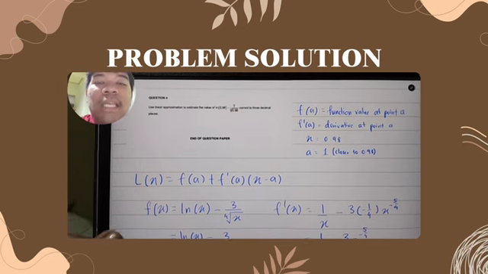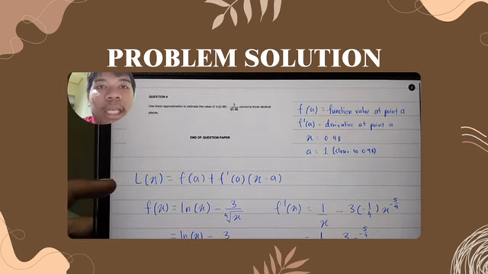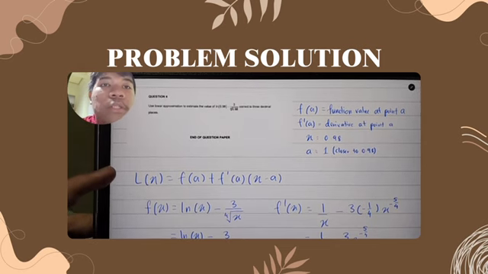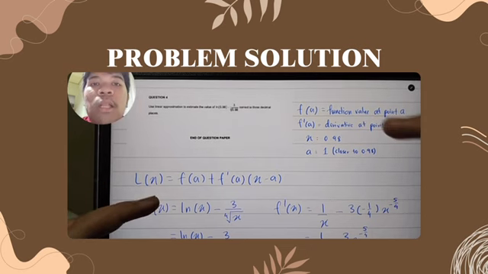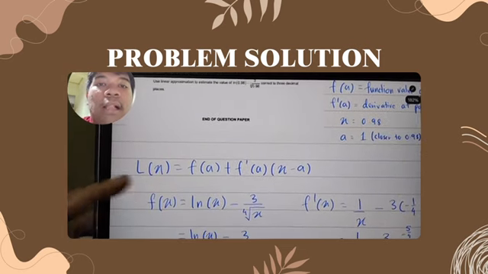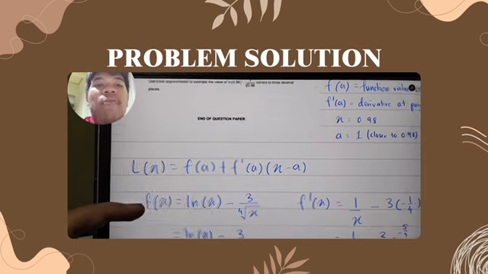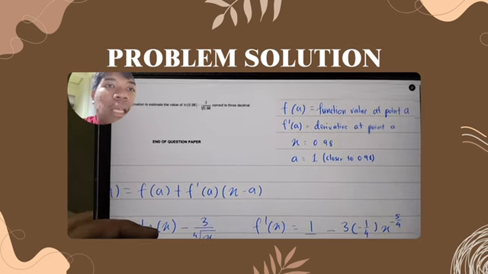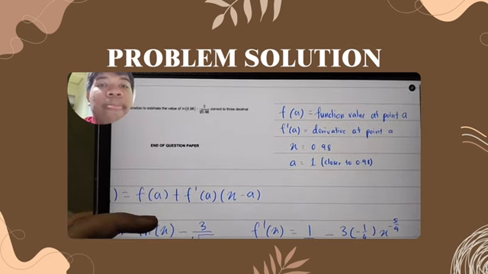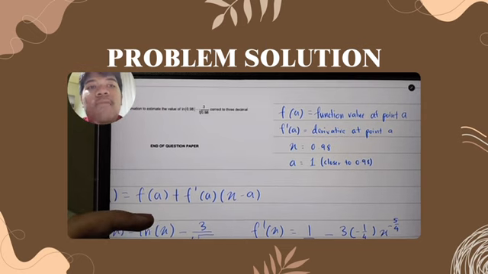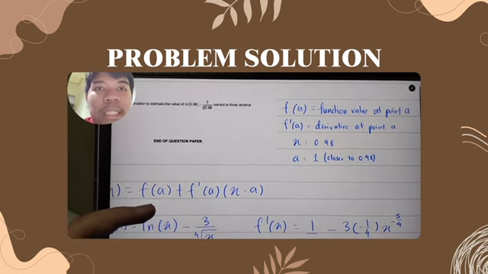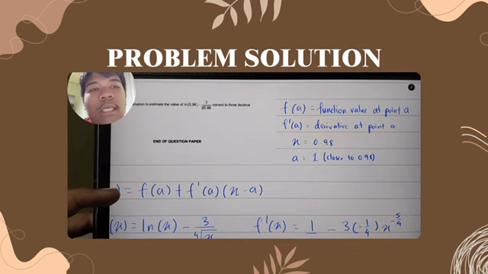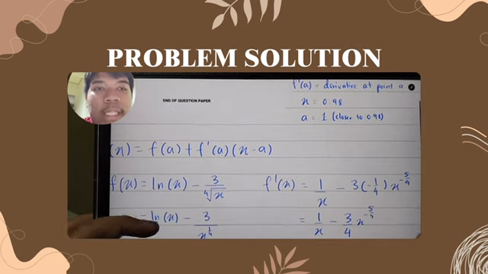So heading to my tablet, the question for us is to use linear approximation to estimate the value of the equation correct to 3 decimal places. So the formula of linear approximation is L(x) equals f(a) plus f'(a) times (x minus a). So what are these? f(a) is the function value at point a, and f'(a) is the derivative at point a, and x is the value given in the equation, and a is 1. We choose 1 because it's the closer value to 0.98.